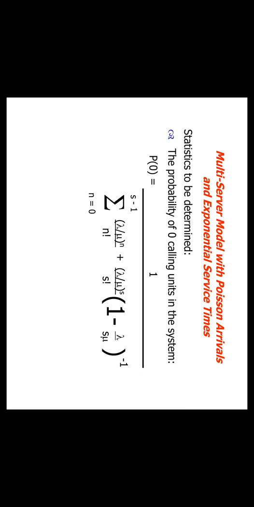The probability of 0 calling units in the system is now computed as P of 0 equal to 1 all over the quantity summation from small letter n equal to 0 to s minus 1 of the quantity lambda over mu raised to small letter n over small letter n factorial, plus the quantity lambda over mu raised to s over s factorial multiplied by the quantity 1 minus lambda over s multiplied by mu, raised to negative 1. I hope you still recall how to do your factorial notation.